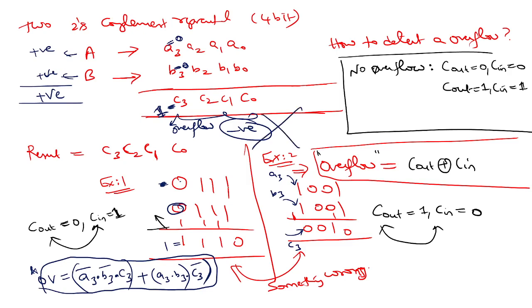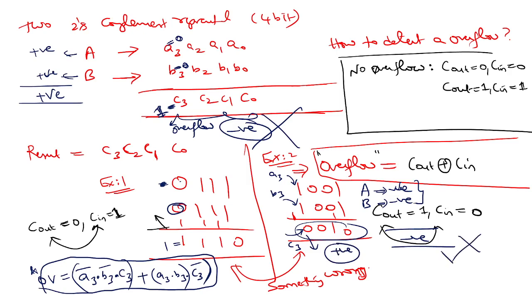Similarly, if A3 is 1, A is a negative number. B3 is 1 means B is a negative number. Two negative numbers if I add, I will get a negative number. But what is the result saying? If C3 is 0, the result is a positive number. Two negative numbers cannot give a positive number. Yes or no? That's why.